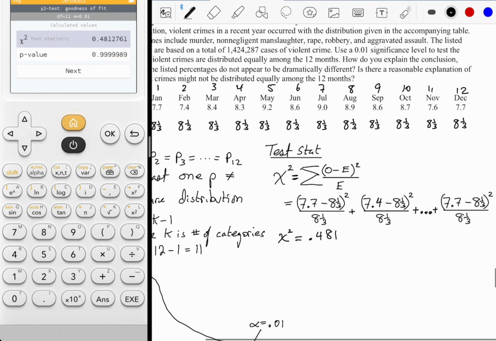The p-value is the probability that the test statistic, or that chi-square, force of habit, is greater than whatever the test statistic was, 0.481, and that's 0.999. I'm going to go a bunch of decimal places because otherwise it overrounds. So 6 9s and then an 8 9.